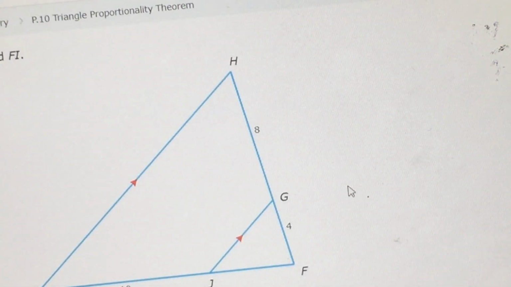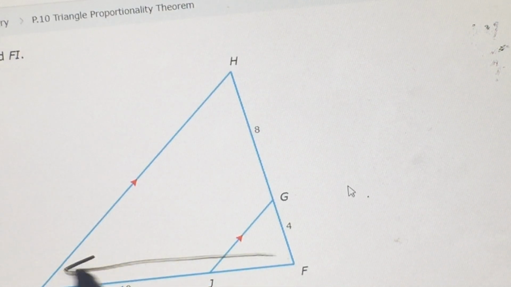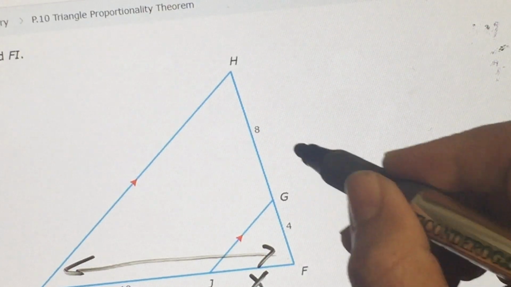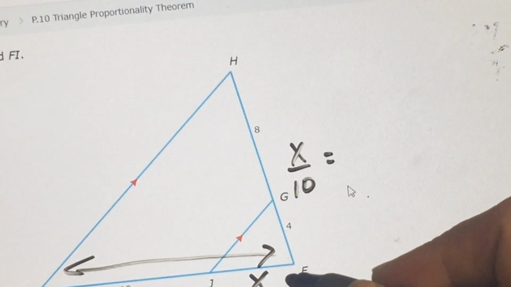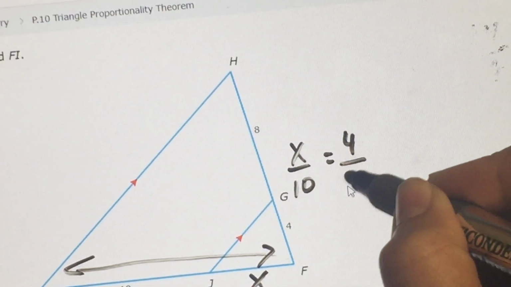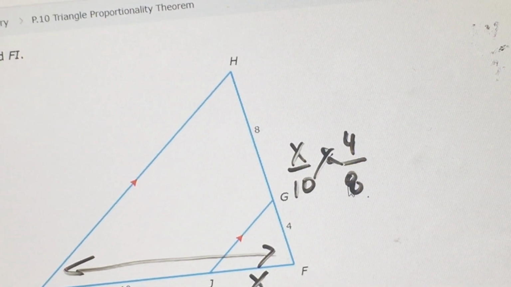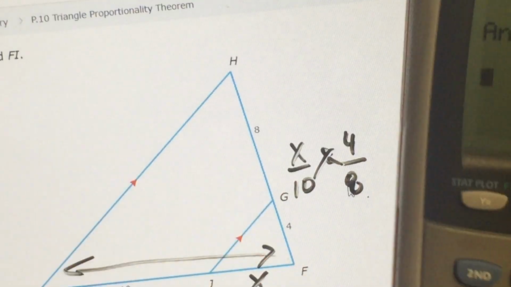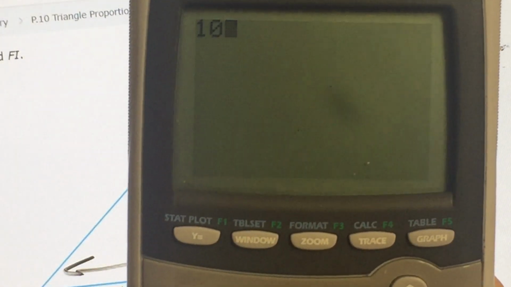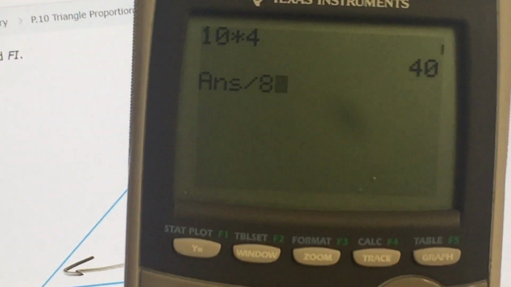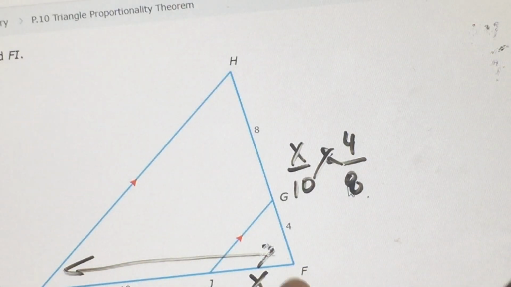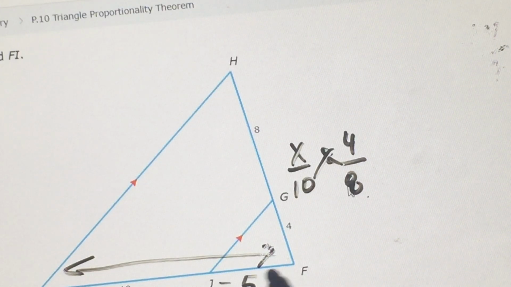All right, find FI. So they want the whole thing. When I find my x, I'm going to go ahead and add them. So x goes with 10. And x is the small one, so 4 goes with 8. Cross multiply and divide. So 10 times 4 divided by 8. I get 5. So x is 5. So this part right here is 5. But they want FI. So I have 5 to here and then another 10. How many total? 15.